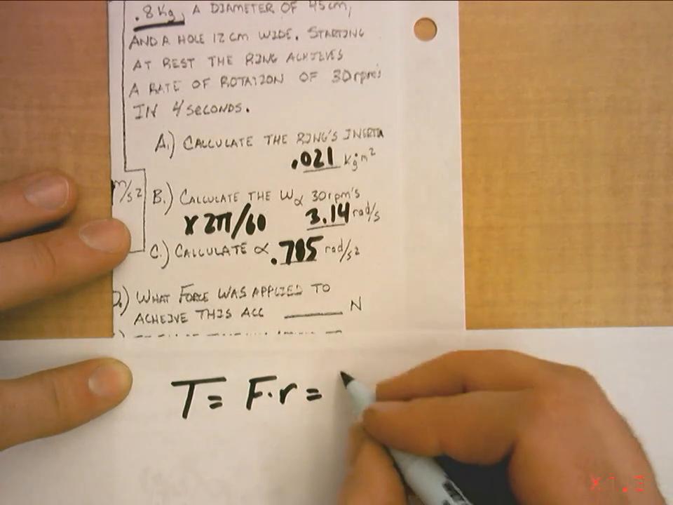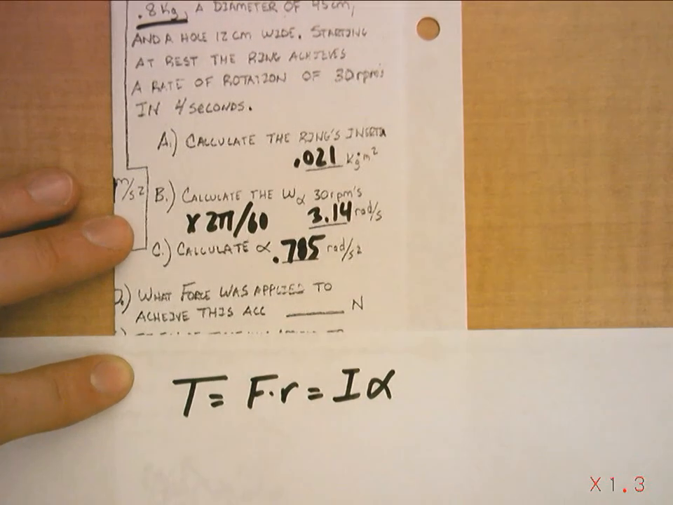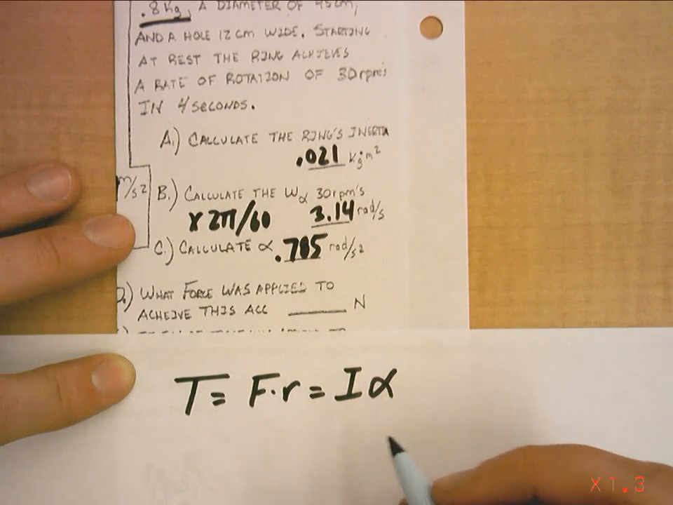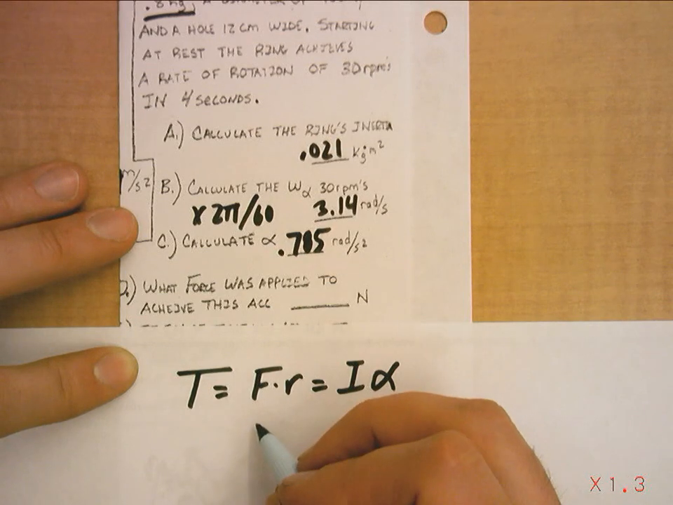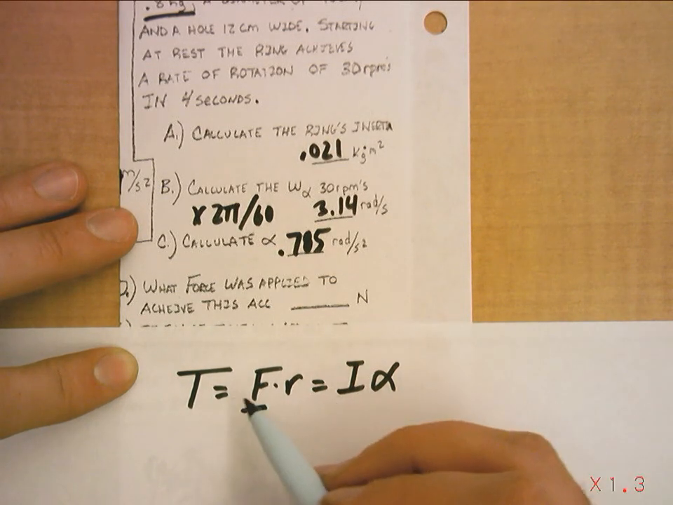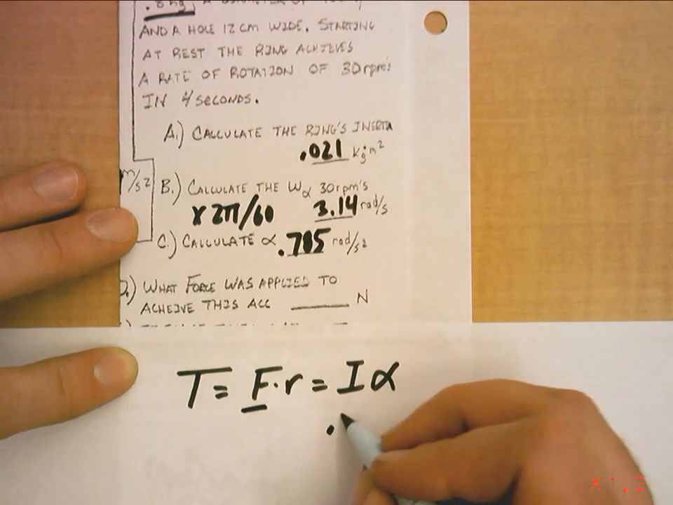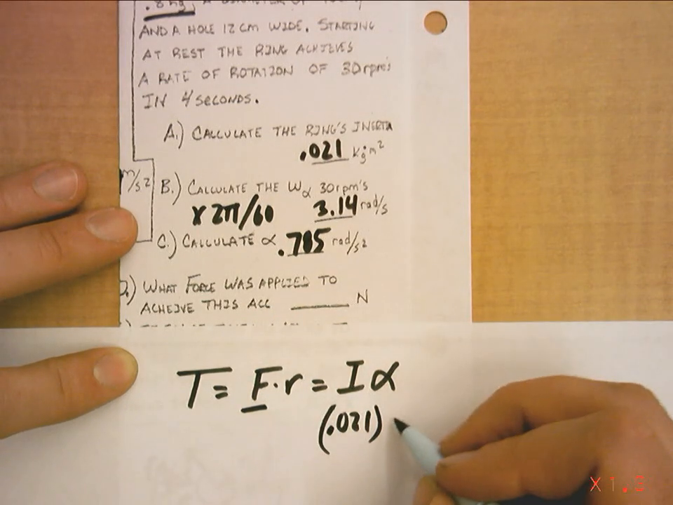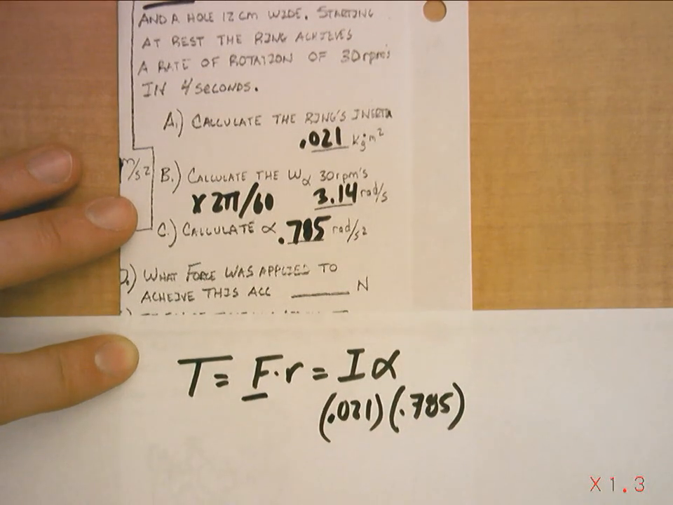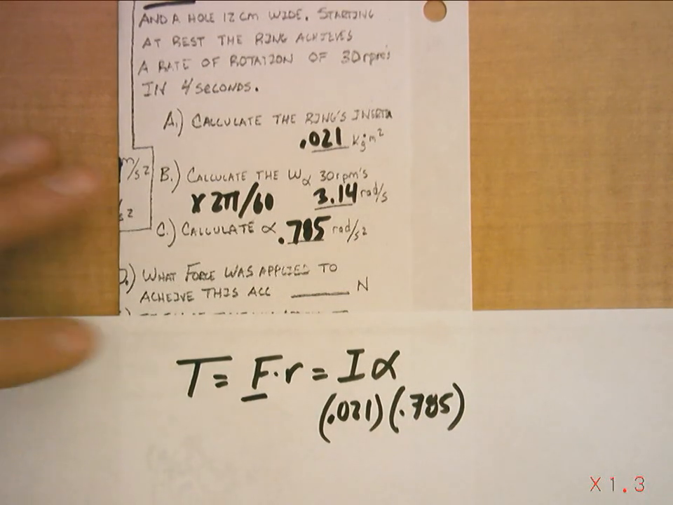Really haven't had too many things that equal two things this year. But torque equals force times radius, and it equals moment of inertia times angular acceleration. So what we're really looking for is the force. Now to get to the force, we're going to have to take our two previous answers, moment of inertia and angular acceleration, and multiply them together. And when we do that, we actually calculate the torque.